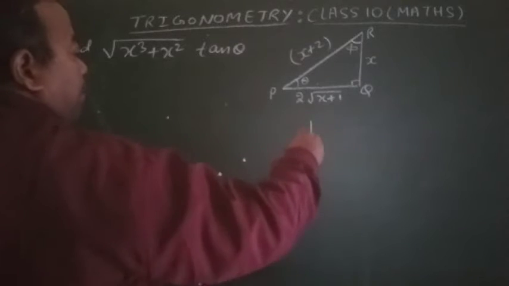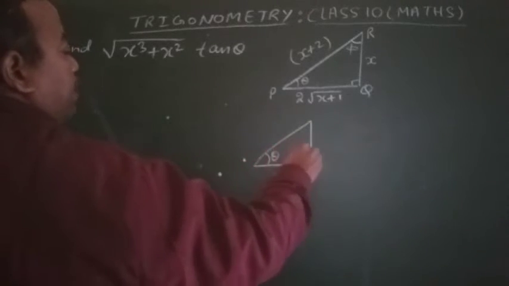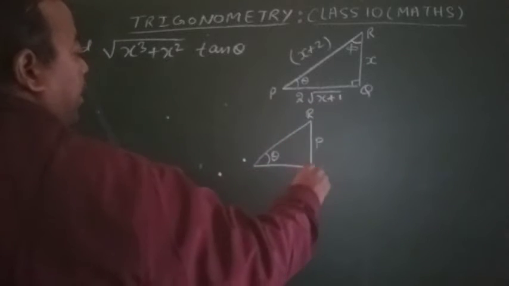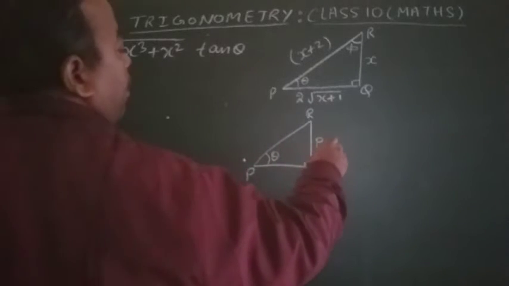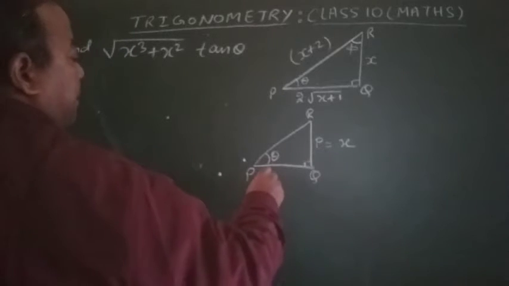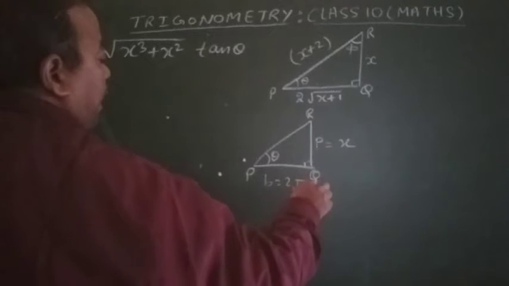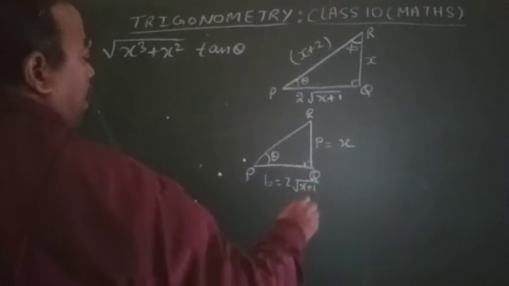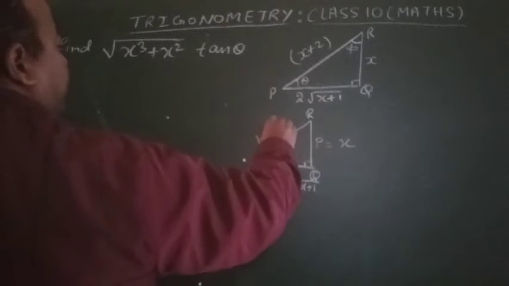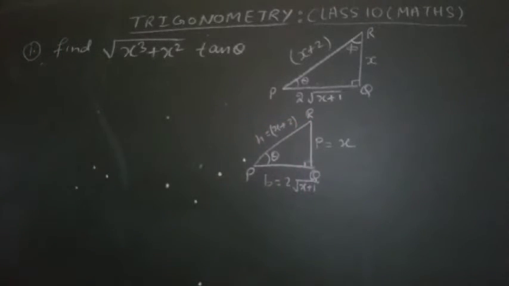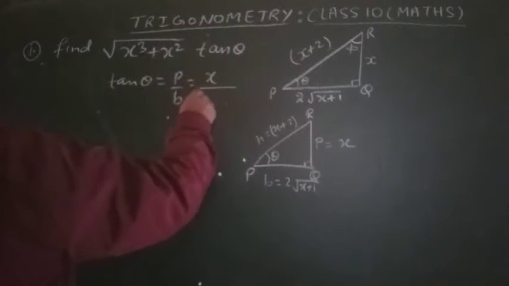So for theta, this is the perpendicular, named RQP. The perpendicular is x, the base is 2 under root x plus 1, and the hypotenuse is x plus 2. So tan theta value is P upon B, perpendicular by base. Here the perpendicular is x and the base is 2 under root x plus 1.